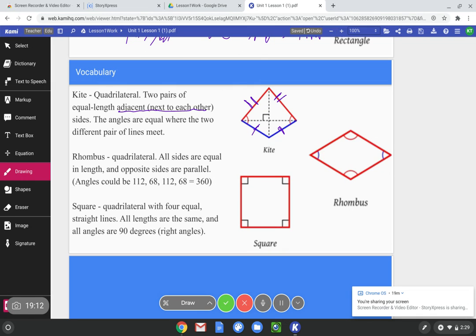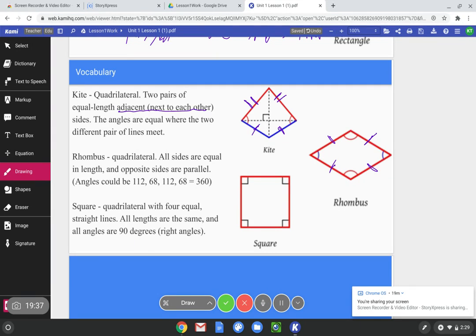All sides are congruent in length and opposite sides are parallel. So all four sides are going to be the same length. So we could say 4 feet, 4 feet, 4 feet, 4 feet. I'm making a pool. I want it to be rhombus shape. It's going to be 4 feet all the way around. Not the biggest pool, but hey, we work with what we have. Work within my budget, y'all.